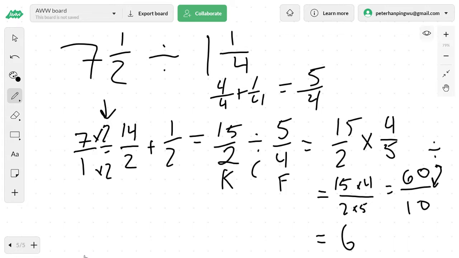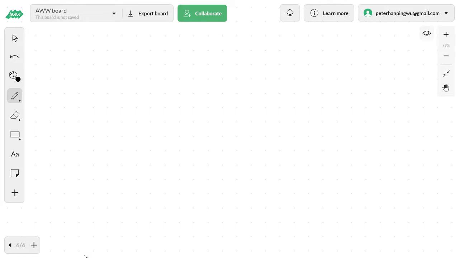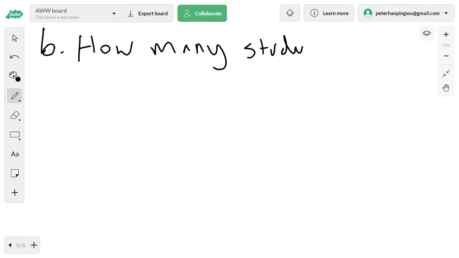So this is part A of 13, and I'm going to move on to part B. Part B is how many students will work at banana tables.